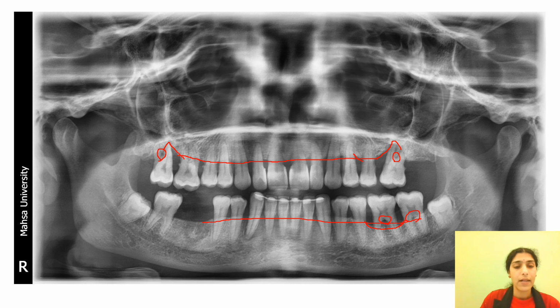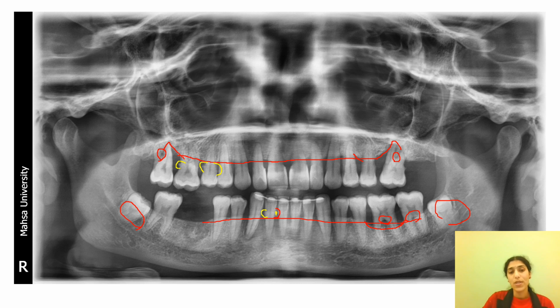And we can also observe that there is a missing 4-6, an impacted 4-8, as well as 3-8. We can also observe that there is subgingival calculus deposit. You might see these, I highlighted with another color. So this is the subgingival flex, which are indicative of the subgingival calculus deposits. You can also observe here, these are the subgingival deposits, or subgingival calculus is seen like this.